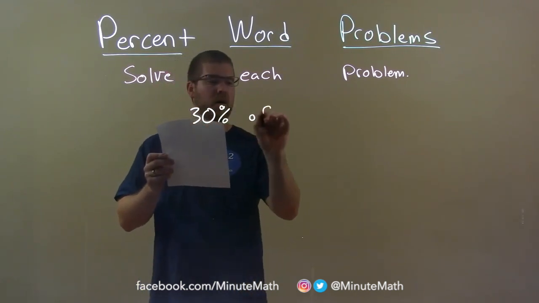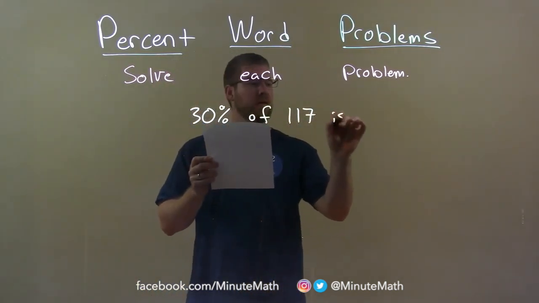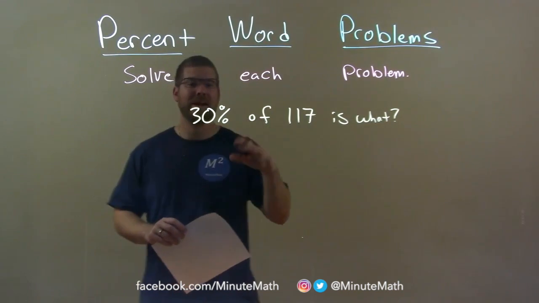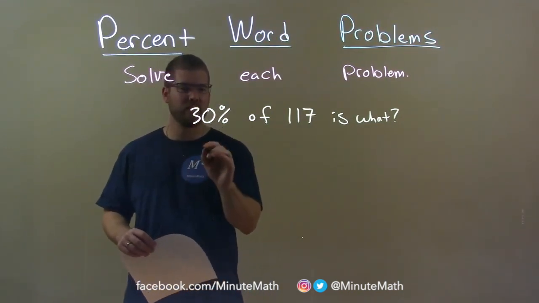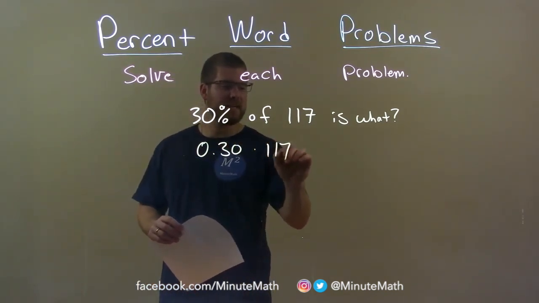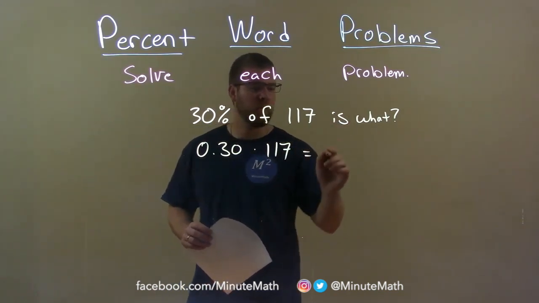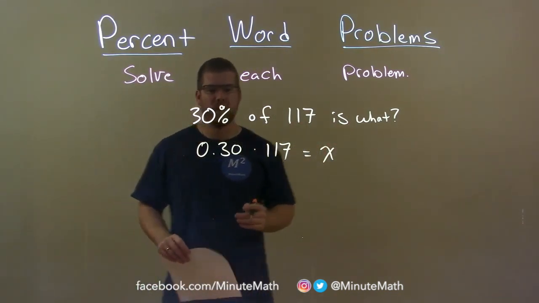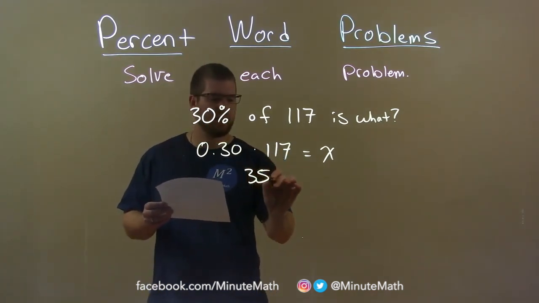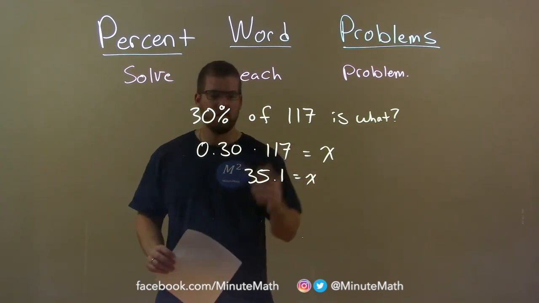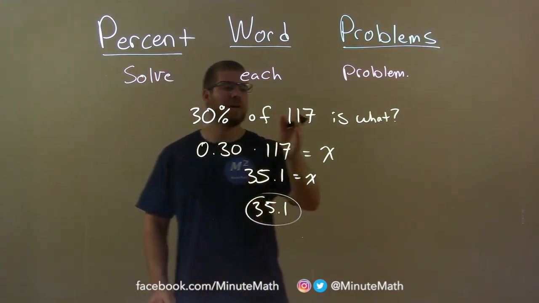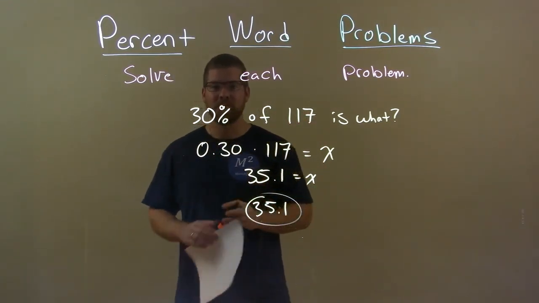30% of 117 is what? Well, first, let's take this word problem and write it as an equation. Now, 30% we write as a decimal, 0.30, of multiplication 117, is equal sign what? Let's say our variable x, what we need to find. So what's 0.30 times 117? Well, that's 35.1, and that's equal to our x value. So our answer here is 35.1, and so 30% of 117 is 35.1.